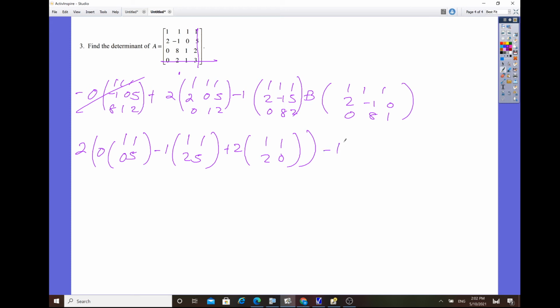And then the next one, similar, so negative 1 times, again, choose the bottom row, so 0 times the corresponding minor matrix, 1, 1, negative 1, 5. Well, this one would be positive, negative, positive. So 8 times determinant, 1, 1, 2, 5. And then keep going. So positive, negative, positive. Plus 2 times the determinant, 1, 1, 2, negative 1.